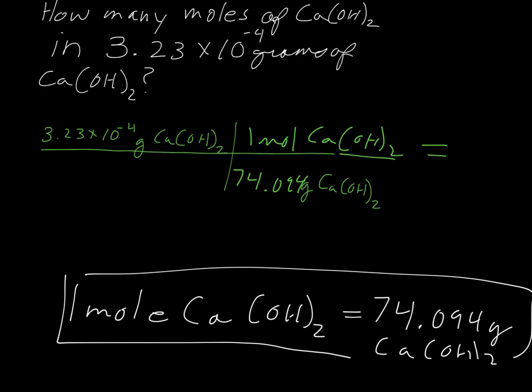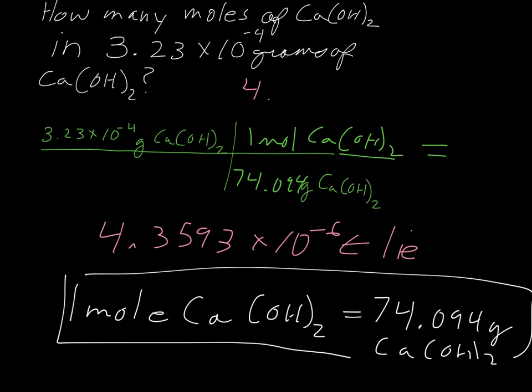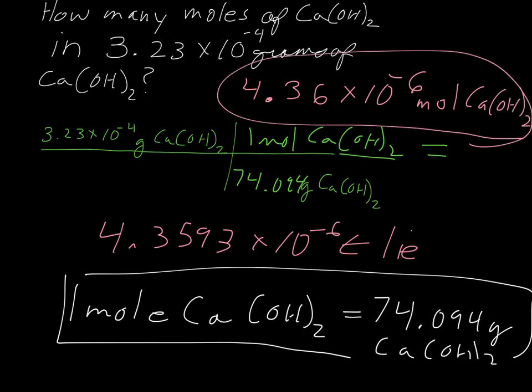3.23 times 10 to the negative 4th divided by 74.094. And my calculator gives me, the calculator lie, 4.3593 times 10 to the negative 6 is the lie. I only have three sig figs here, 1, 2, 3. So I'm going to come over here, 1, 2, 3. And that gives me an answer of 4.36 times 10 to the negative 6th moles of calcium hydroxide. Chemistry is easy, life is hard, yes?